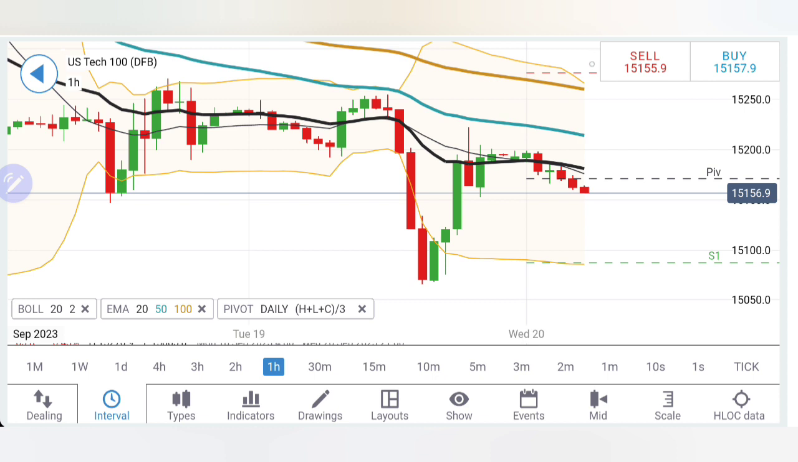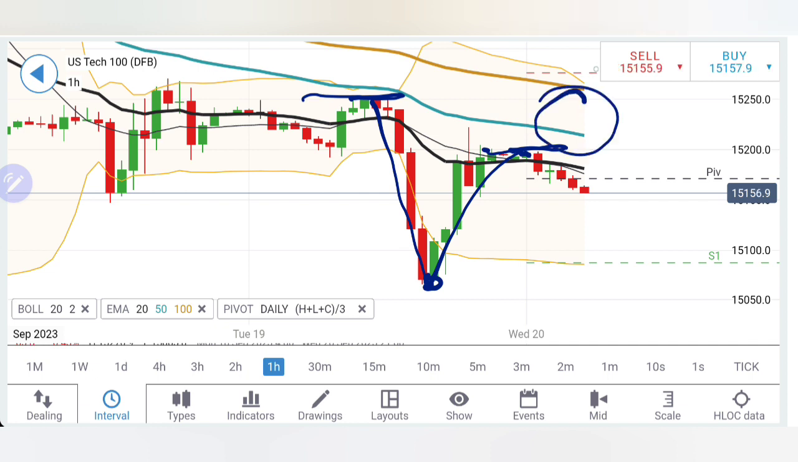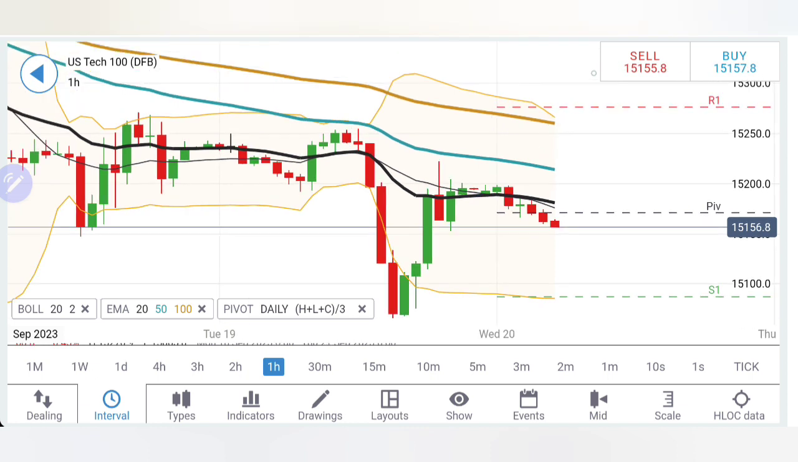Now look at US100 on the hourly chart. See the sharp drop towards 15050, 15060 levels, then retracement. 15200 is an ultimate resistance here, and then the 250, 260 zone. These are two major milestones which Tech 100 needs to breach in order to continue on the up move.